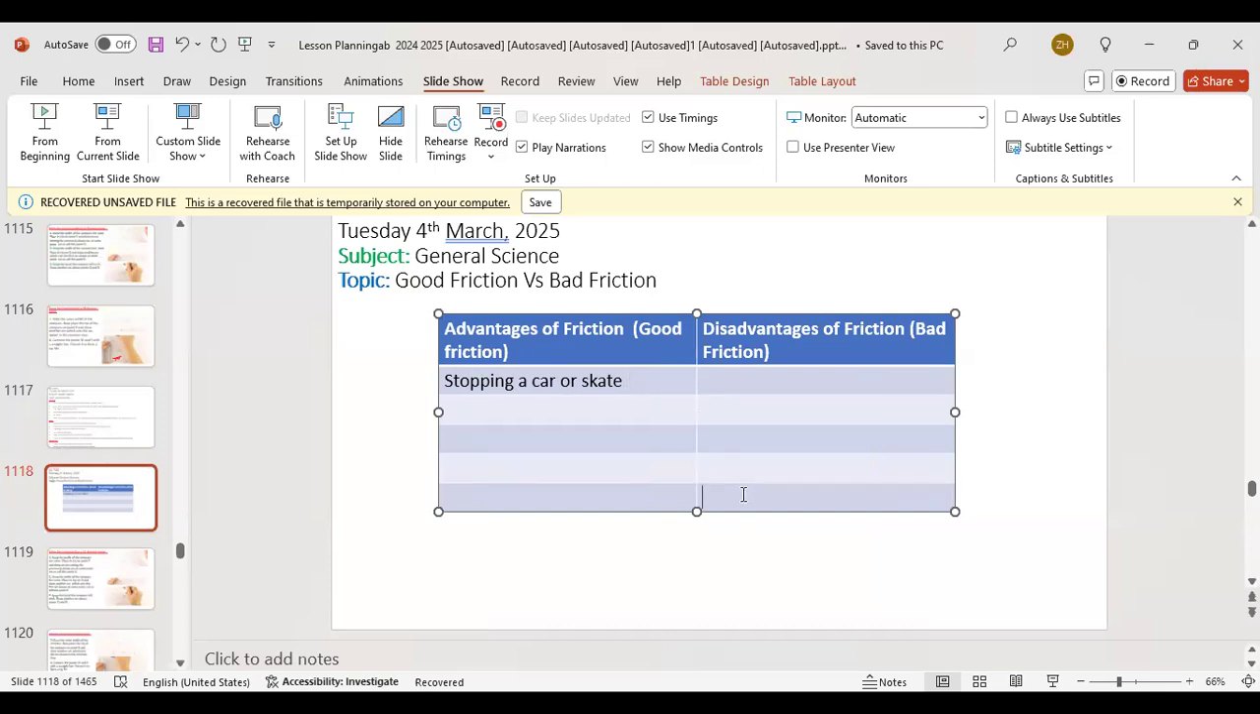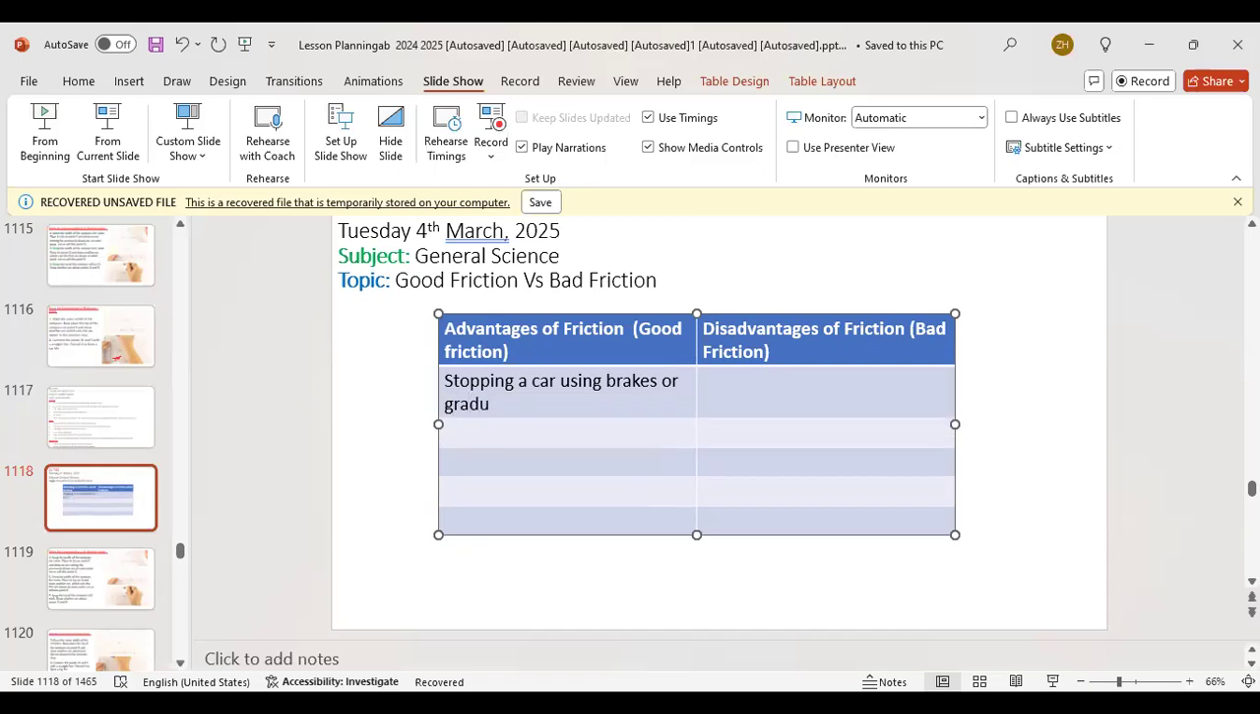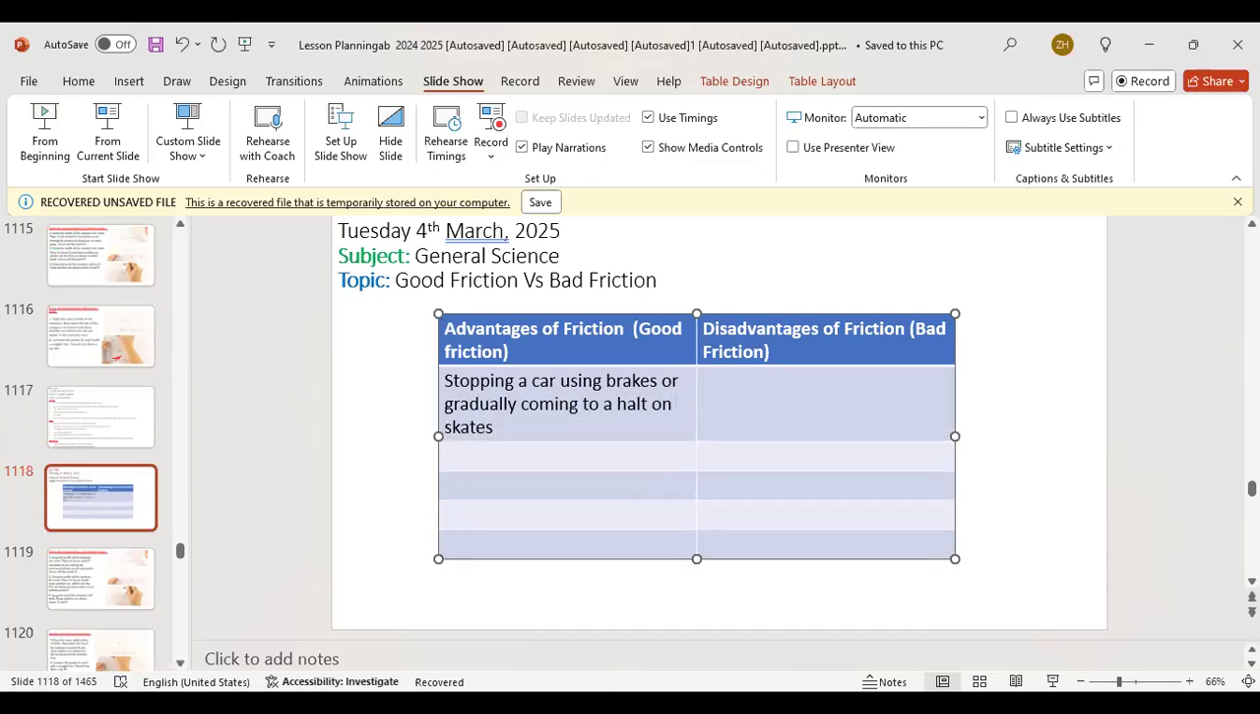So if you're trying to stop a car from a crash, stopping a car using brakes, or gradually coming to a halt on skates, is an example of what type of friction? Good or bad? Good. Very good. Good friction.